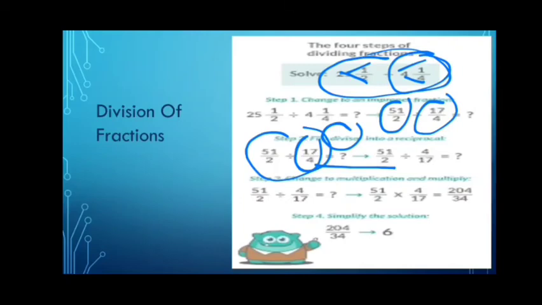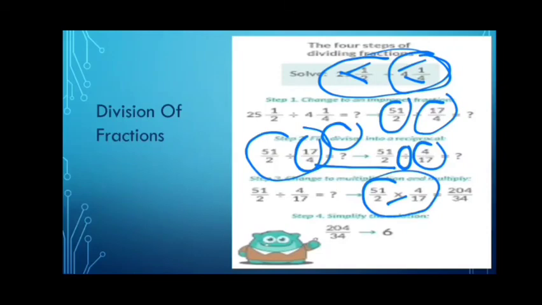Now the next step, which is step 3, is to change to multiplication and multiply. That is, the division sign will no longer be there. You change to multiplication because you have taken the reciprocal of the divisor. It's very important to do that. So the fraction becomes 51 over 2 times 4 over 17.